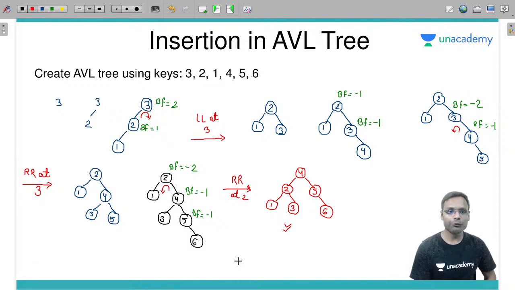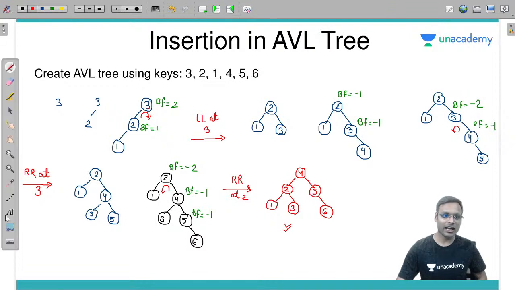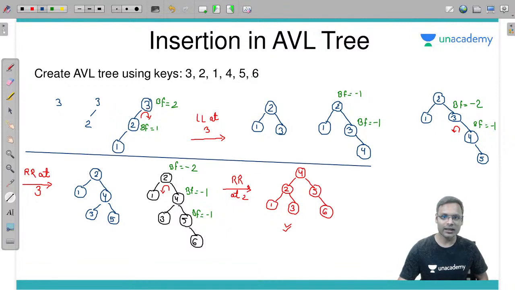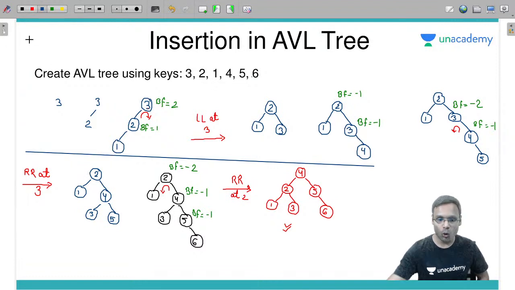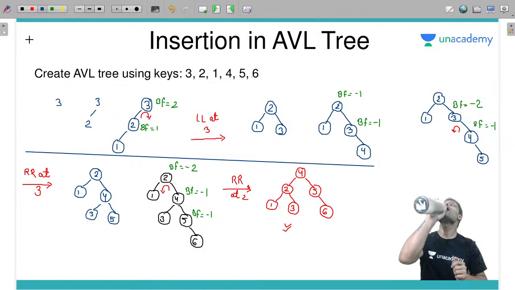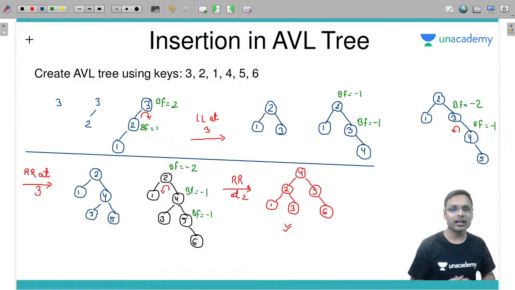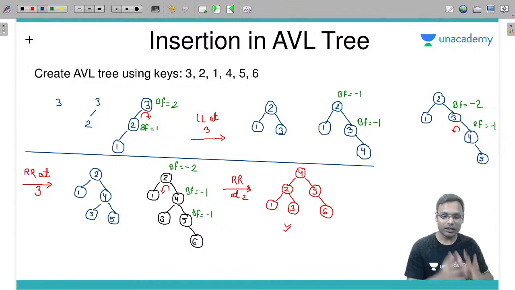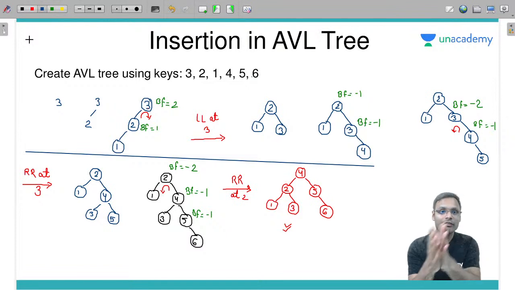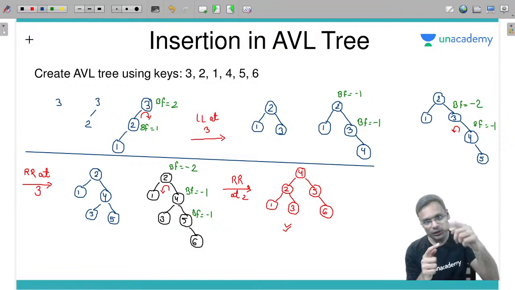Just check out if you understood this particular entire procedure or not. If you understood this entire procedure, then we will go and solve the next question, which has even more keys. A larger tree will become the construction in the next question, but if you understood this, only then will we go further.